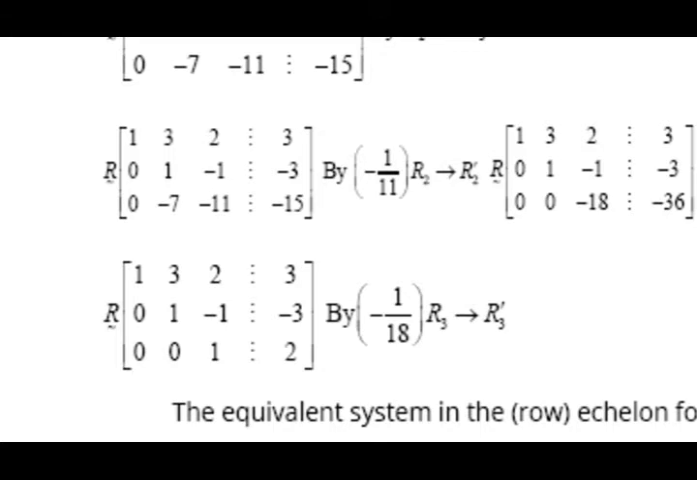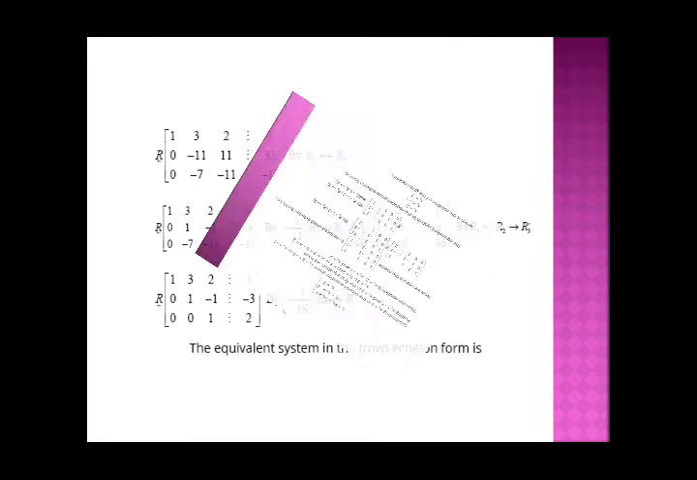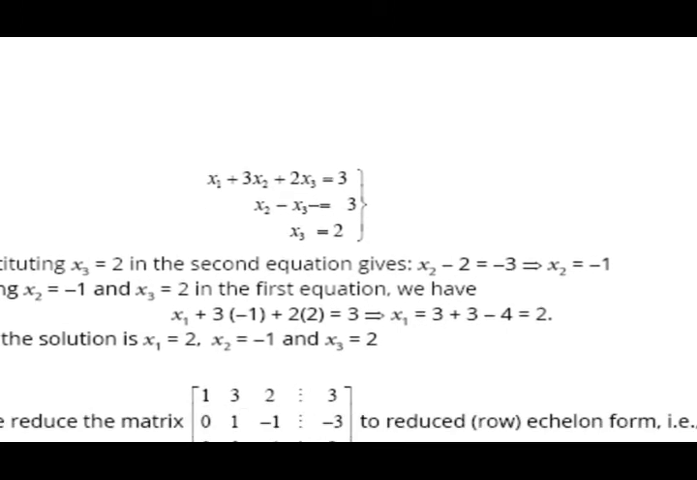Next, in the third column we have 18. We divide it by 18 to make it 1. Now this is echelon form because we have 0, 0 below the diagonal. This is called echelon form. From the last matrix we make these equations, and here we get x3 is equal to 2. We put it in the above equation to get the value of x2, and x2 and x3 we put in the first equation to get the value of x1.